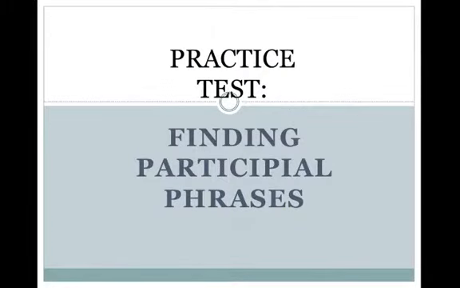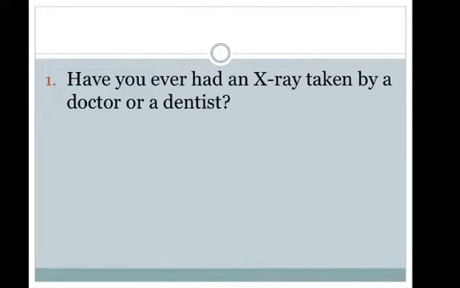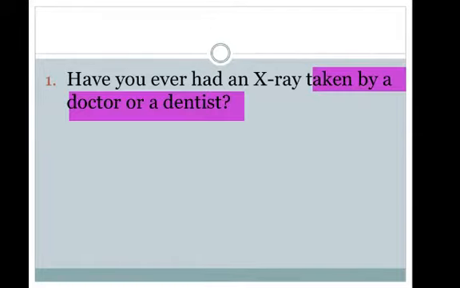Let's take a practice test. We'll find the participle phrase in these sentences. Number 1. Have you ever had an X-ray taken by a doctor or a dentist? Look for the verb form that's functioning as an adjective. And you can find it at the end of this sentence, taken by a doctor or a dentist. That's the participle phrase, and it's modifying this word X-ray.